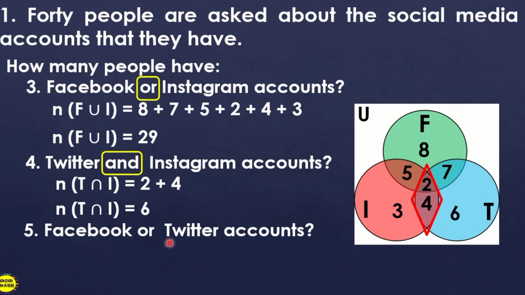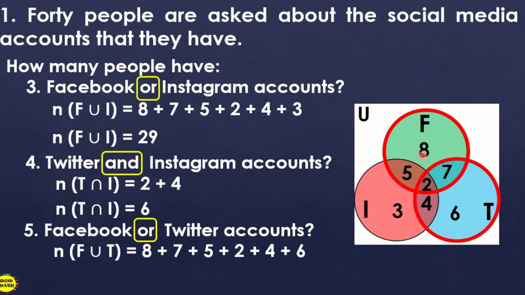Next, Facebook or Twitter account. "Or" means union. Ito yung ating F. This is your Twitter. Again, pag binilang po natin ito, count as 1 lang po. Kung binilang mo na siya dito, wag mo na po siyang bibilangin dito. We will be getting the union of the events of Facebook and Twitter. That is 8 plus 7 plus 5 plus 2 plus 4 plus 6. Isang count lang po natin si 2 at 7. So that is 32.